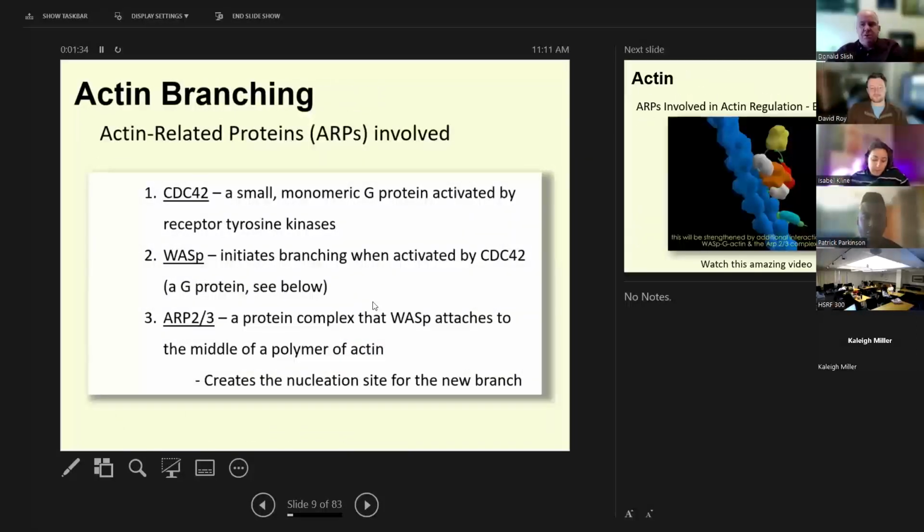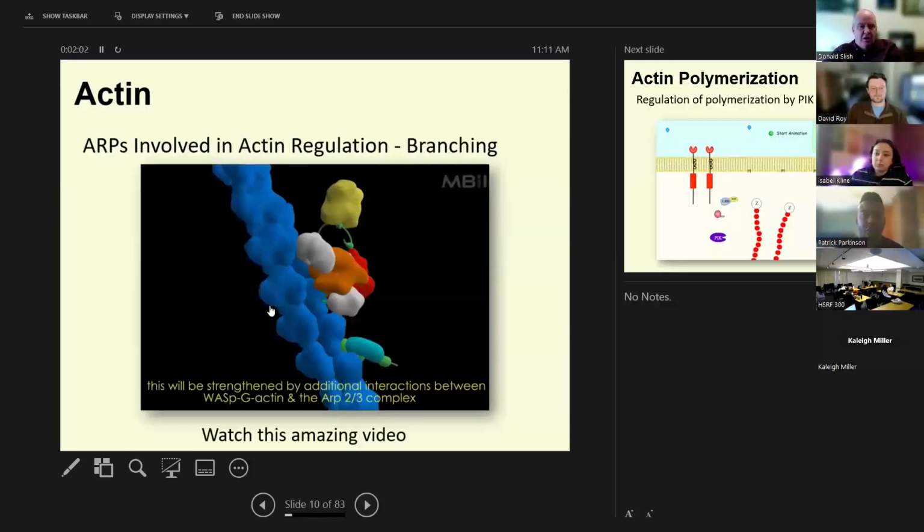The other thing that's important is branching, and branching happens mainly when you're talking about cell crawling and the lamellipodium. And so in order to branch the fiber, basically what happens is CDC42, which is a small monomeric G protein, will be activated by some receptor, and then CDC42 will activate WASP, and WASP will grab ARP2/3 and put it on the side of an already polymerized microfilament and start a nucleation point so you can branch off into that direction.